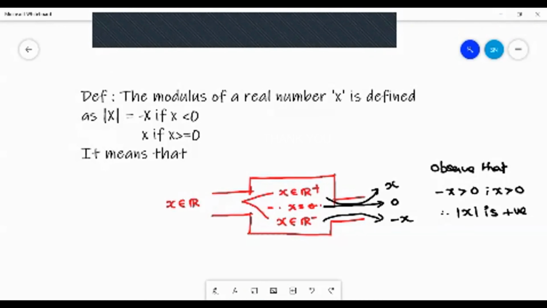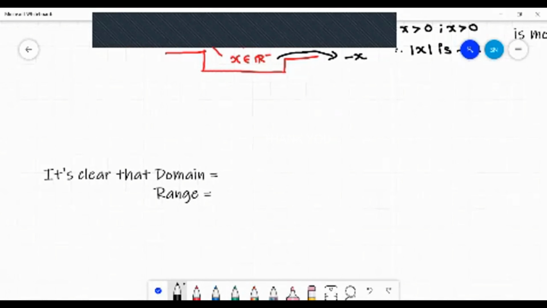From this observation, it is clear that the domain of this modulus function is easily written as the set of real numbers. And the range gives only non-negative values, so it is the closed interval 0 to infinity. So this is the second point: domain and range of modulus function are the set of real numbers and the closed interval 0 to infinity respectively.